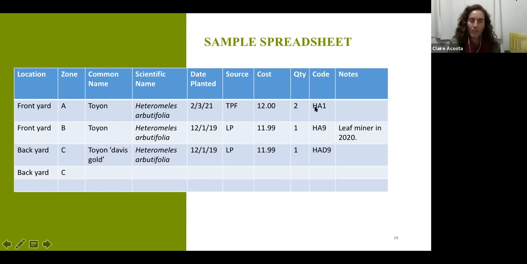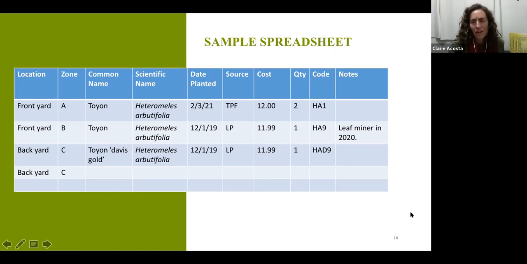So I made one up like HA1, which is Heteromeles arbutifolia planted in 2021, so I put a 1. This one was planted in 2019, so I put a 9. Then I added a D because it's Davis Gold, not the traditional red one. This is just an example, and you can put whatever you want in the notes, like when it died, or here I put when a pest happened. It's totally up to you what to include in your inventory or Excel spreadsheet.